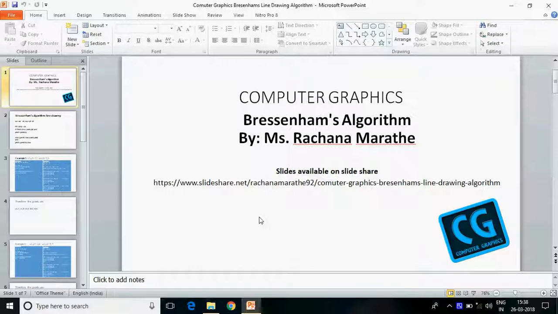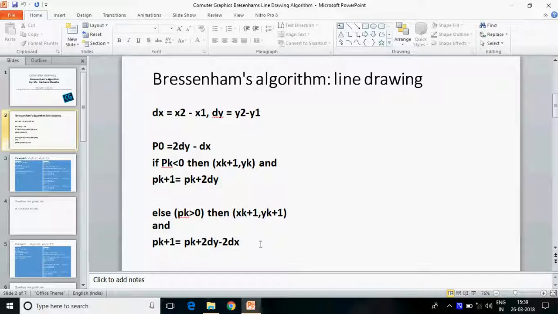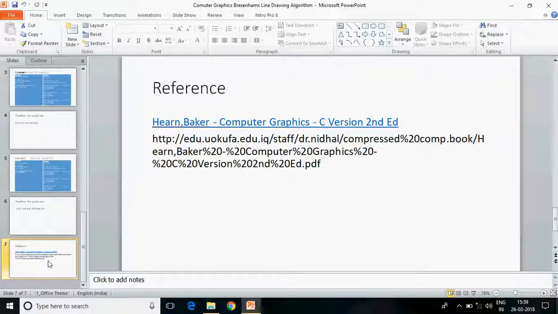The aim of this video is to show some solved examples for Bressenham's line drawing which may not be available in regular textbooks. This is the algorithm for Bressenham's line drawing. This algorithm can be found in any standard computer graphics textbook. I have taken the reference from Hearn and Baker. You can see the link to this textbook in the last slide of this presentation.